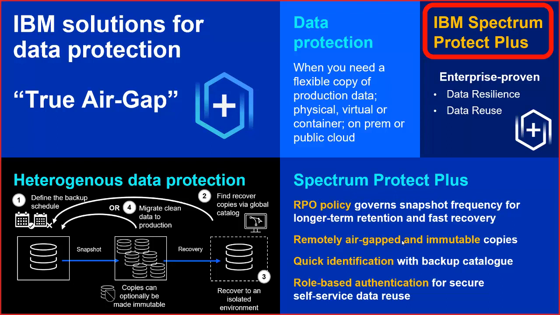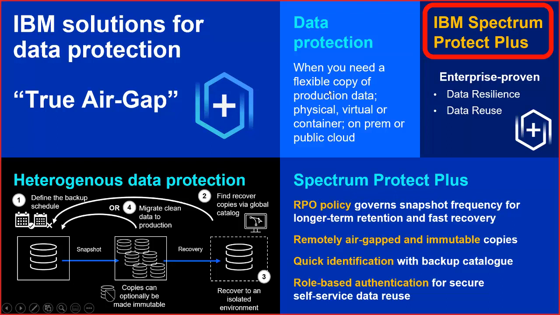IBM Spectrum Protect, we have two versions. The first version is IBM Spectrum Protect for general purpose. It supports both virtual machines and physical servers and everything: Windows, Linux, Unix, right? IBM mainframe, we support all. And IBM Spectrum Protect supports backup for Linux One, as my colleague presented before, right? But in part two today, I would like to introduce to all of you IBM Spectrum Protect Plus. Very strong, right? A very strong solution in the IBM Spectrum Protect family.